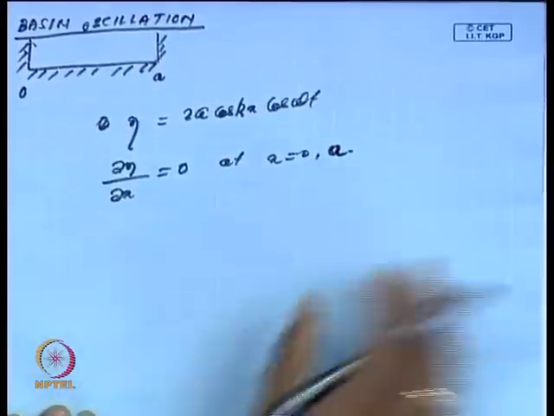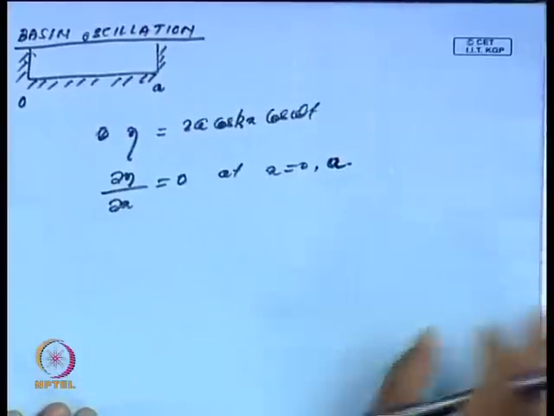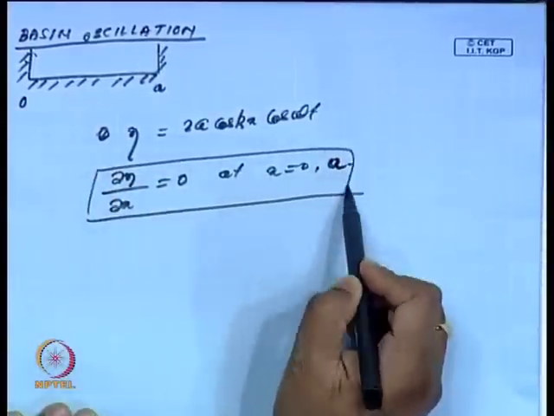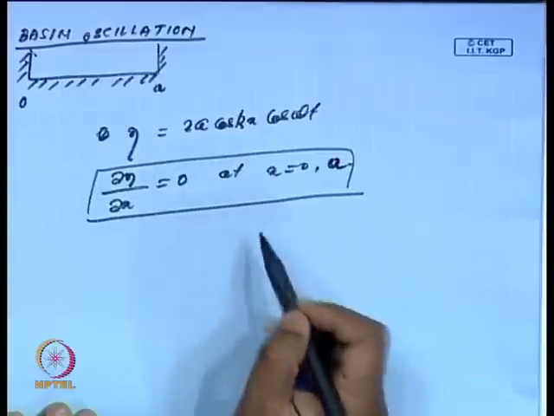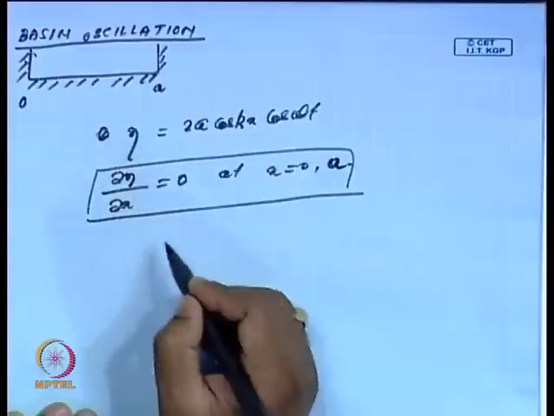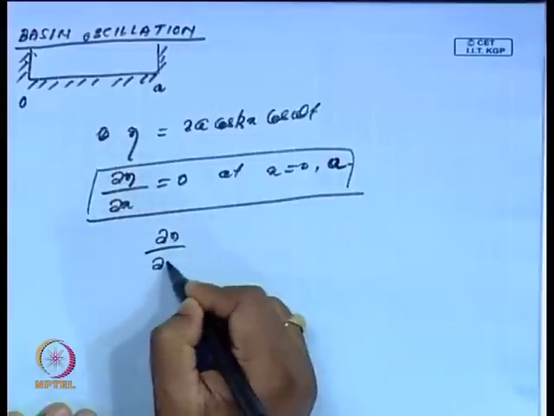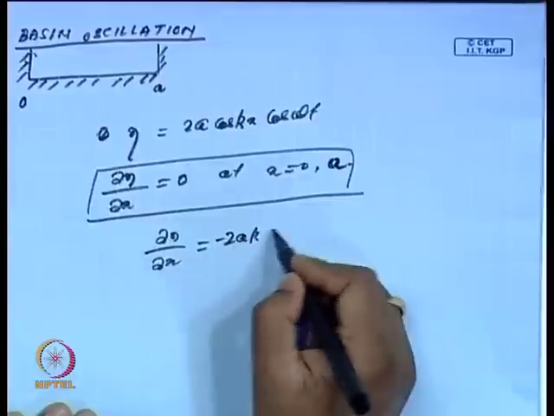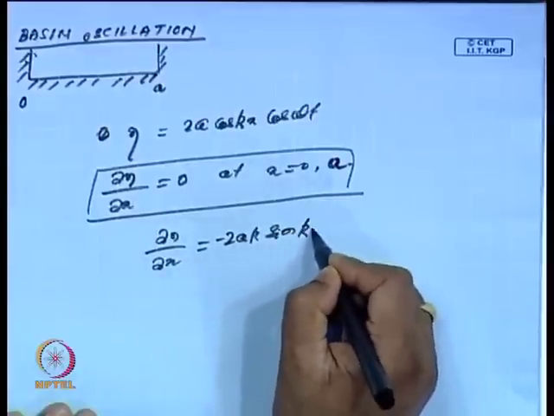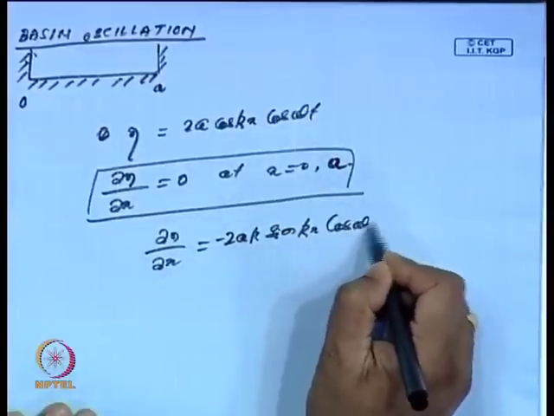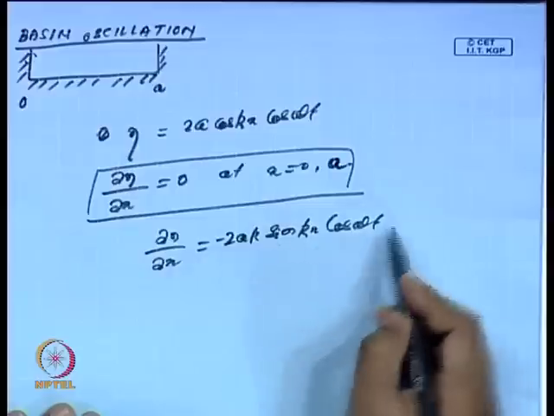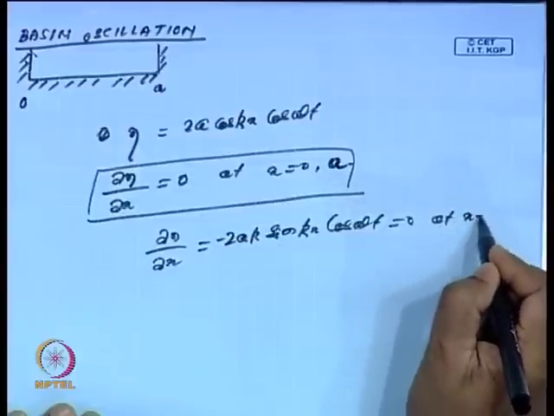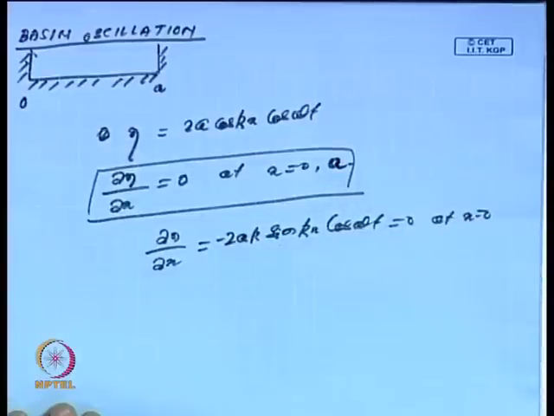So, if this is the case, that is what will happen here. Once ∂η/∂x is 0 at x = a, that will give me this. If I substitute for it, ∂η/∂x is equal to 2A k sin kx cos ωt, and sin kx is 0 at x equal to 0, so this is automatically satisfied.